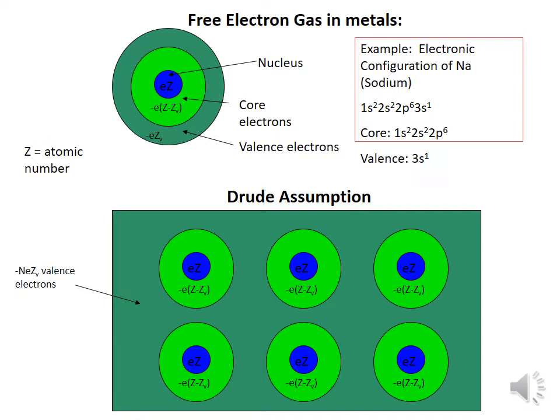Here we have, for instance, the case of sodium. The valence electron is the 3s1 electron. The other ones are the core electrons.